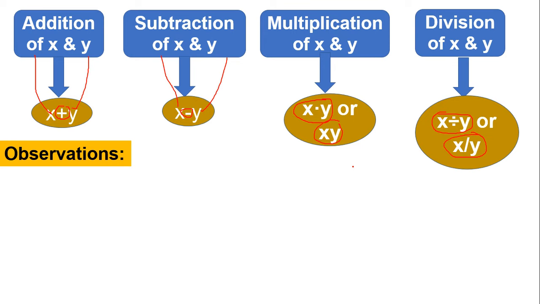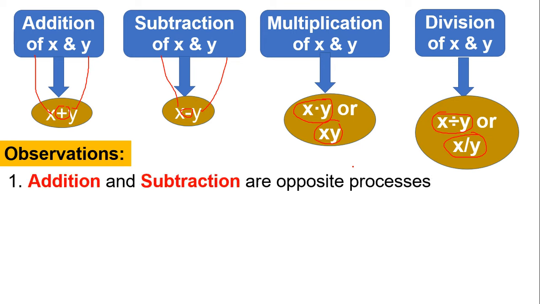Then there are some common observations. Which are those common observations? Addition and subtraction are opposite processes. If we add y to x, what happened? x increased by y. And if we subtract y from x, we decrease x by y. Is that clear? Addition is increasing, subtraction is decreasing, and therefore these are two opposite processes.